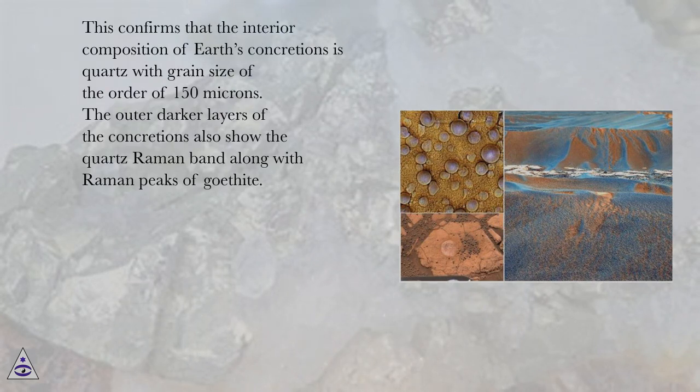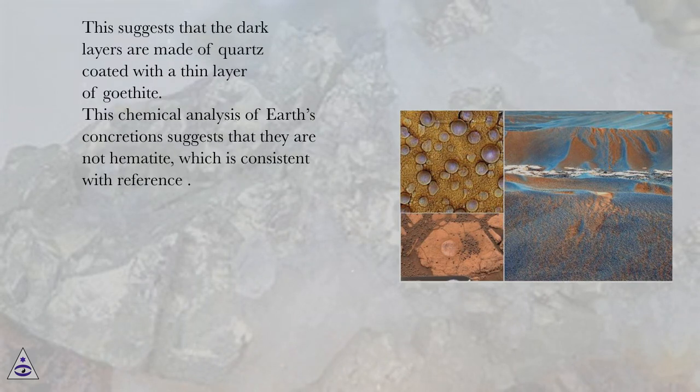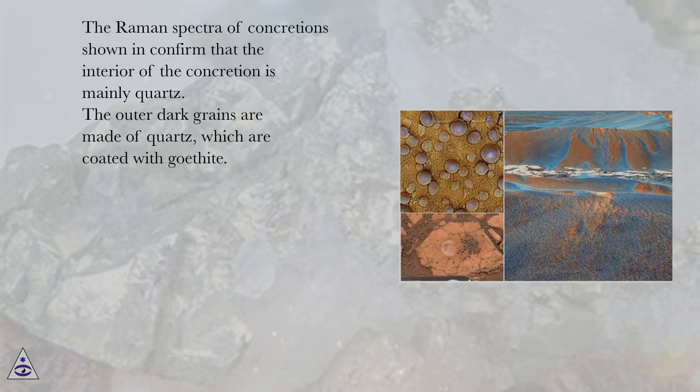of 150 microns. The outer darker layers of the concretions also show the quartz Raman band along with Raman peaks of goethite. This suggests that the dark layers are made of quartz coated with a thin layer of goethite. This chemical analysis of Earth's concretions suggests that they are not hematite, which is consistent with reference. The Raman spectra of concretions confirm that the interior of the concretion is mainly quartz. The outer dark grains are made of quartz, which are coated with goethite.